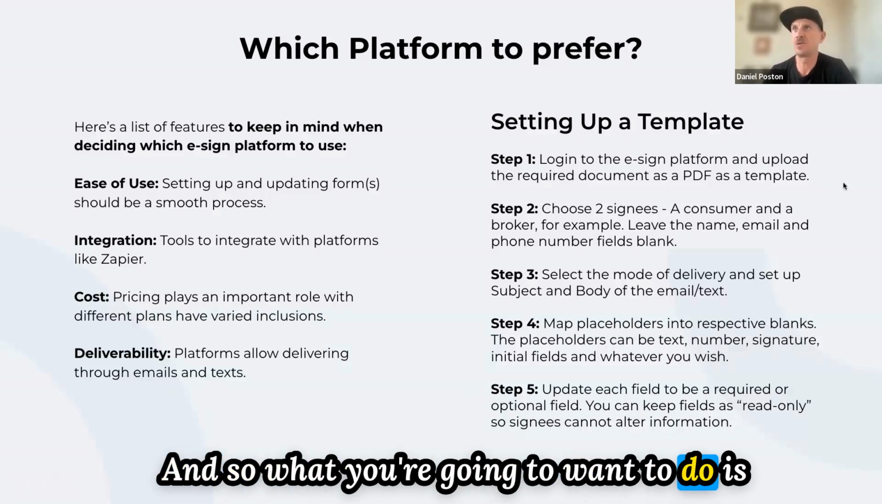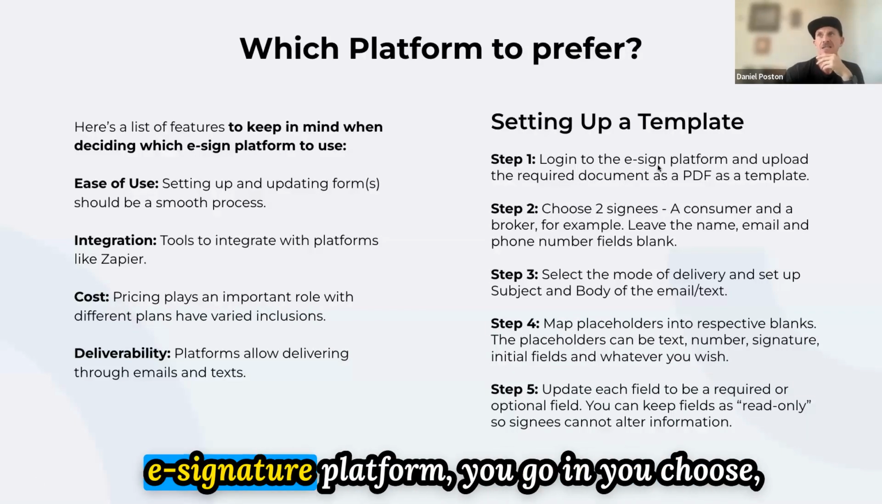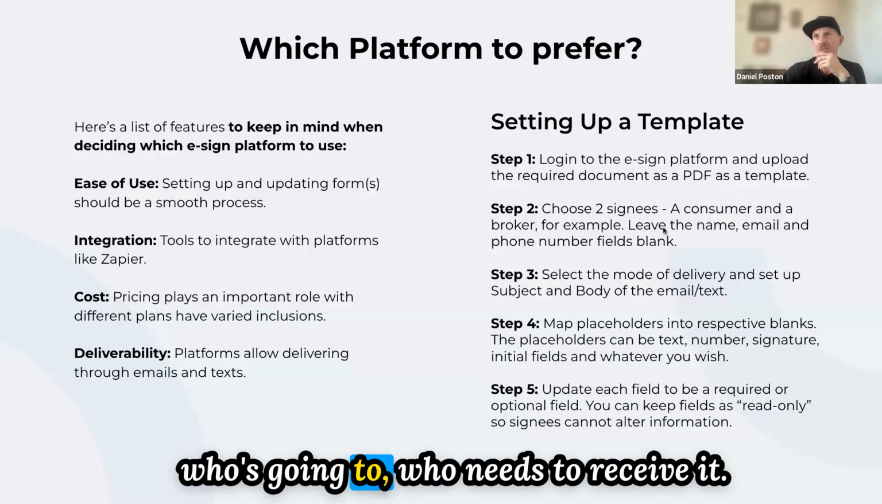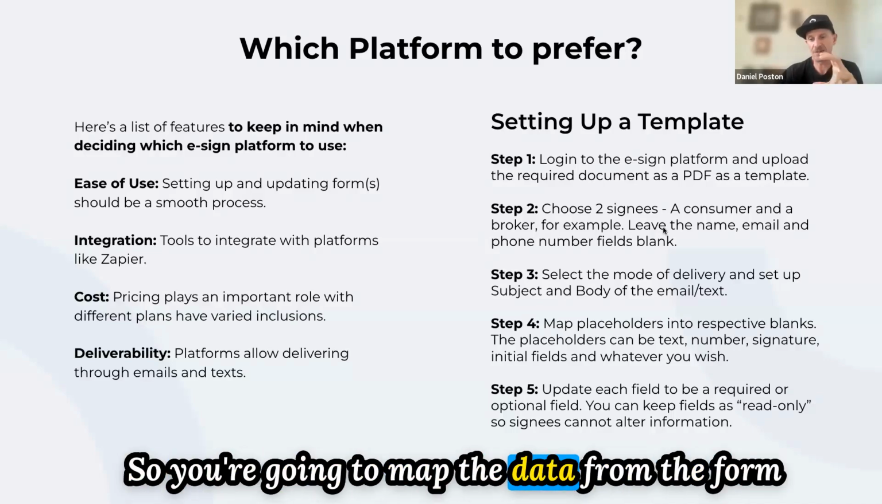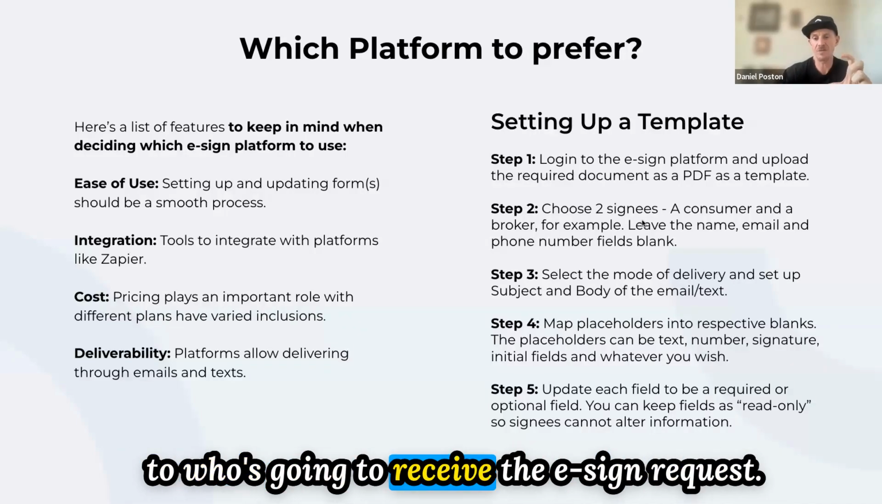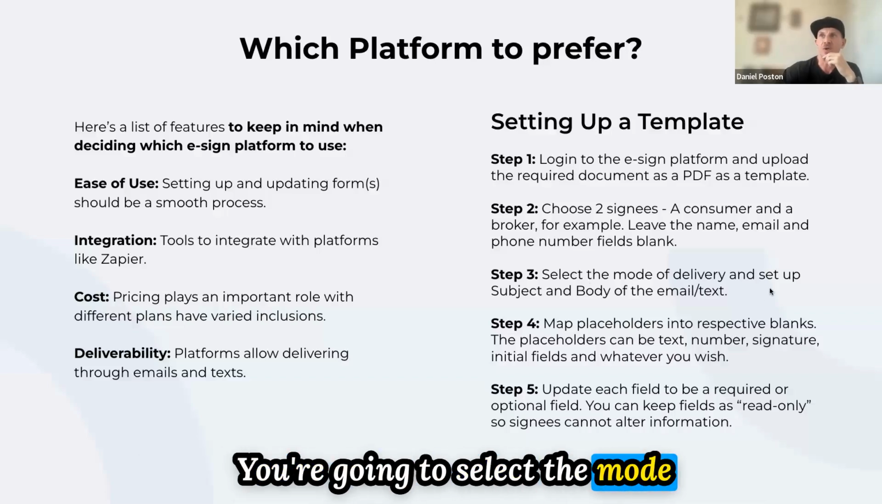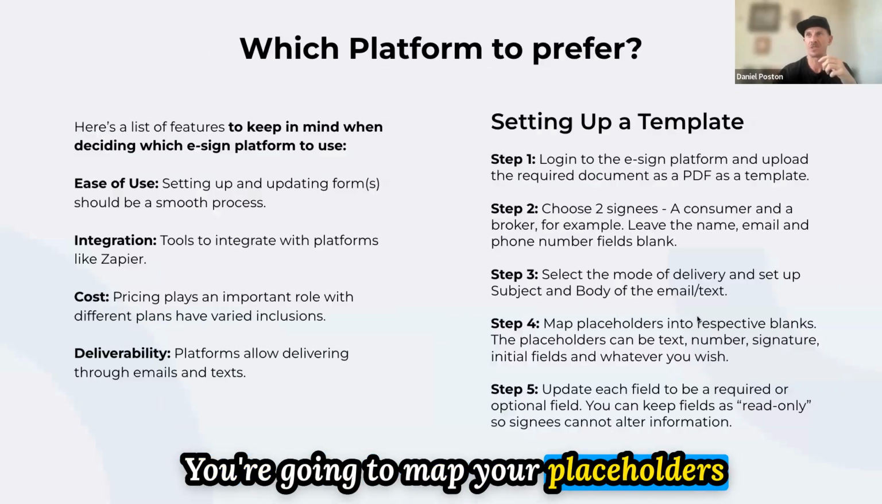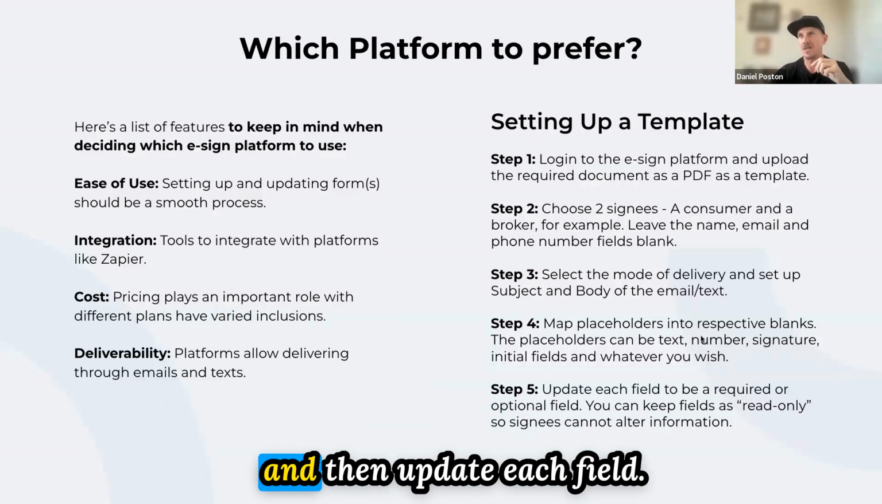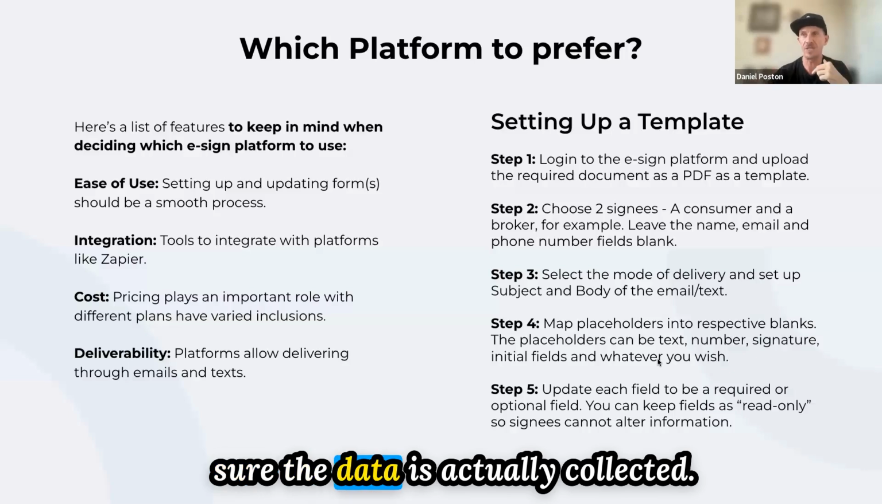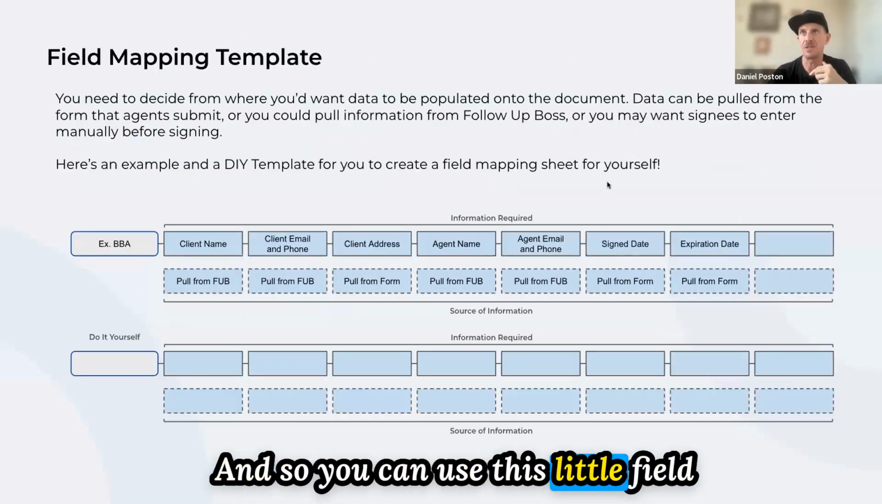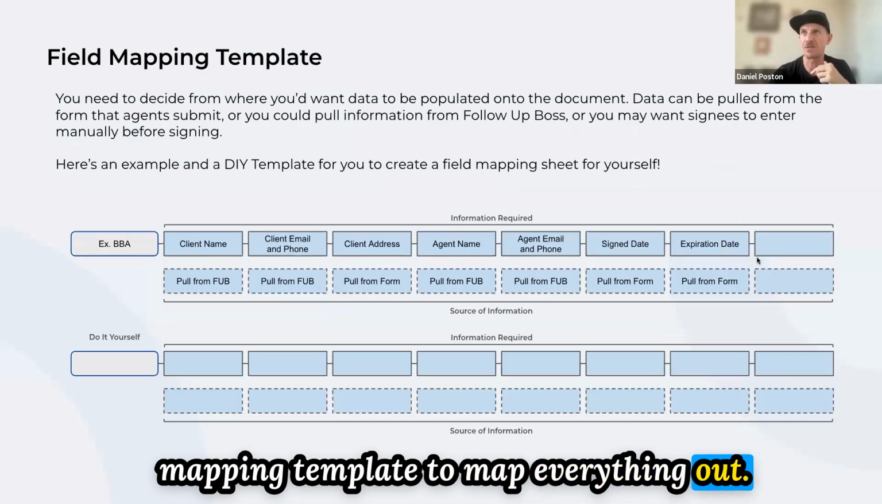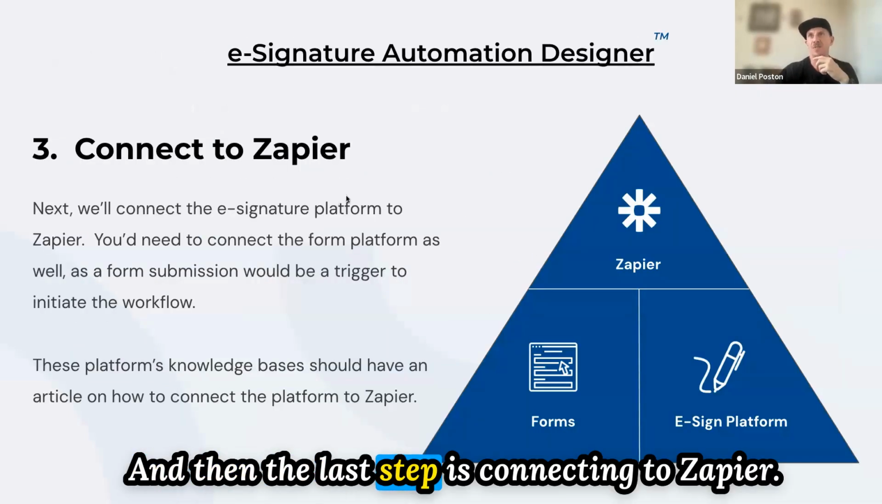Once you've decided on an e-signature platform, you go in and choose who needs to receive it. You're going to map the data from the form to who's going to receive the e-sign request. You're going to select the mode of delivery: email, text, or both. You're going to map your placeholders from the form into the document, and then update each field to be required on the form to make sure the data is actually collected. You can use this little field mapping template to map everything out. And then the last step is connecting to Zapier.